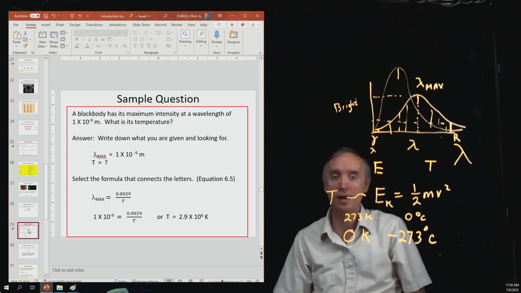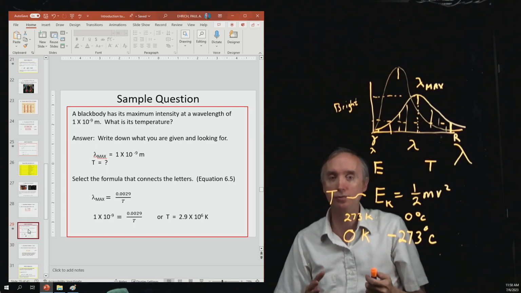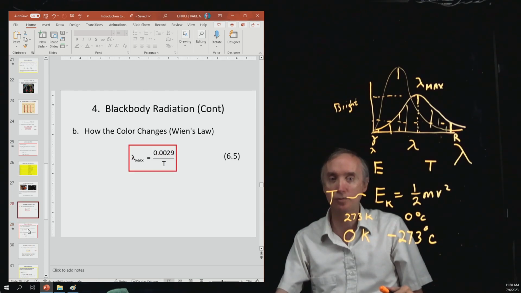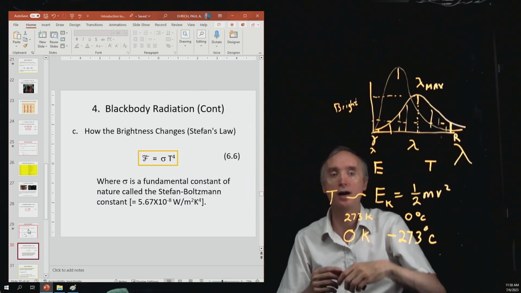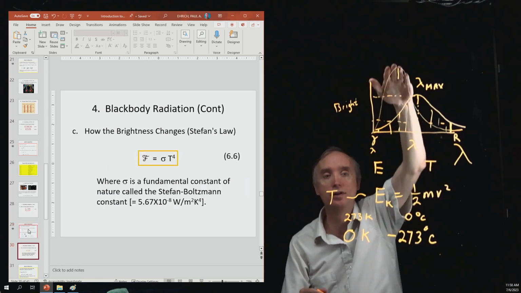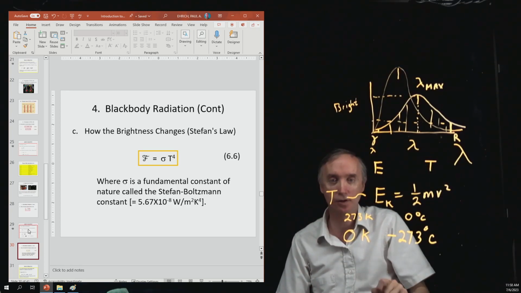So here is a mathematical problem that you should be able to do. If I give you the temperature, you can put it into this formula and solve it for the wavelength. If I give you the wavelength, you should be able to put it into that formula and solve it for the temperature. So you've got to be able to do it either way on the exam. Okay, but what about the height of the curve? So the height of the curve is going to be predicted by this formula here.